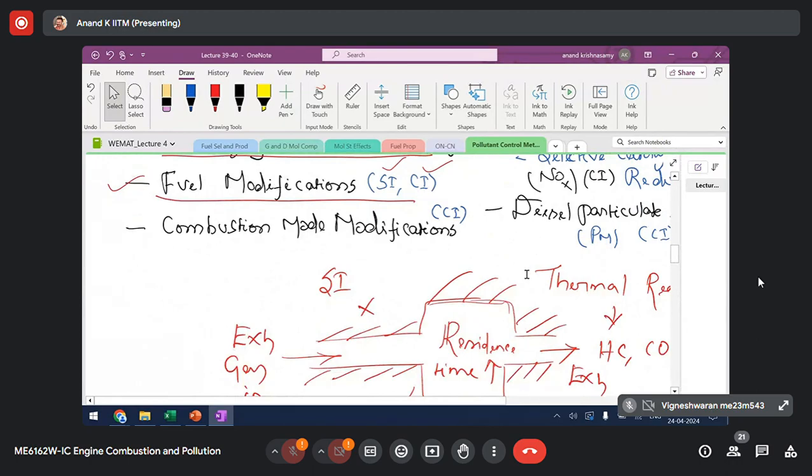Okay, so now here we are looking at fuel modification based approach, which is applicable for both.